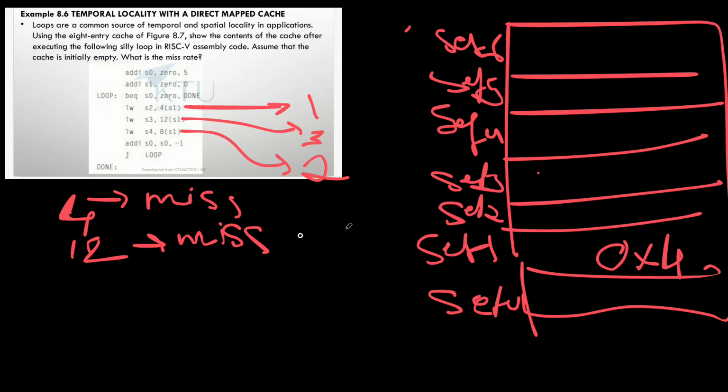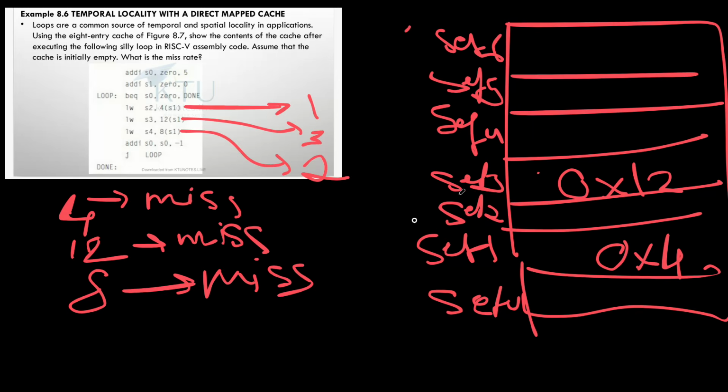Initially, in the first loop you get a miss. In set 3 you have no value, so now you will add 0xC here. Now next when I am accessing 8, it is in set 2. Set 2 is empty, there is no 8 in there, so 8 is also a miss. So now I will put 0x8 in the cache.